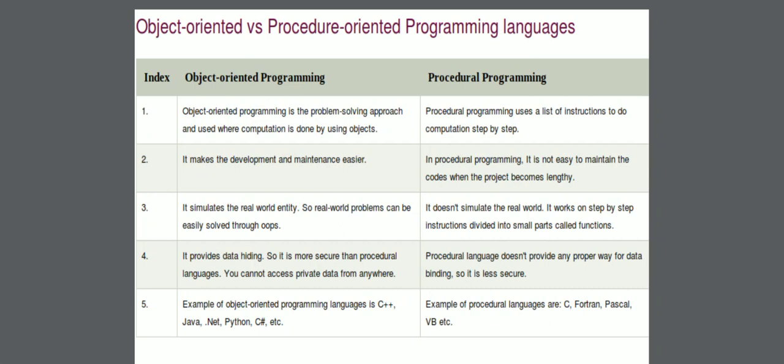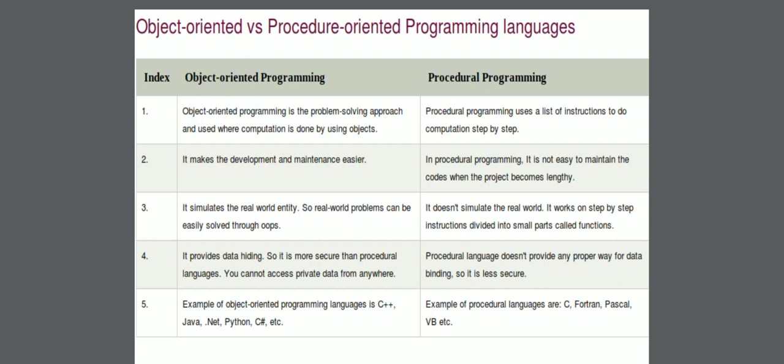The third difference is that it simulates the real world entity. So what is the real world entity present in OOP? It is nothing but object itself. Object is the real world entity. We will come across the exact real world entity concept. And by default in procedural programming there does not exist any real world entity. As objects are absent, there will not be any real world entity, but it works on step by step instructions which are given by the user, and those are divided into small parts called functions.